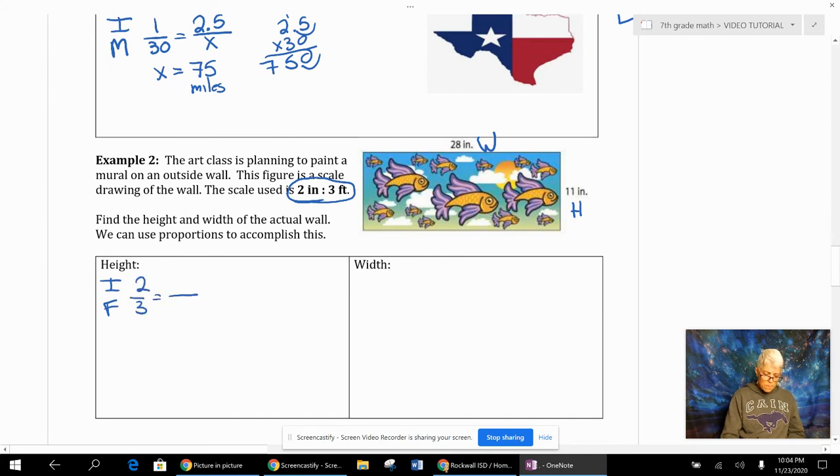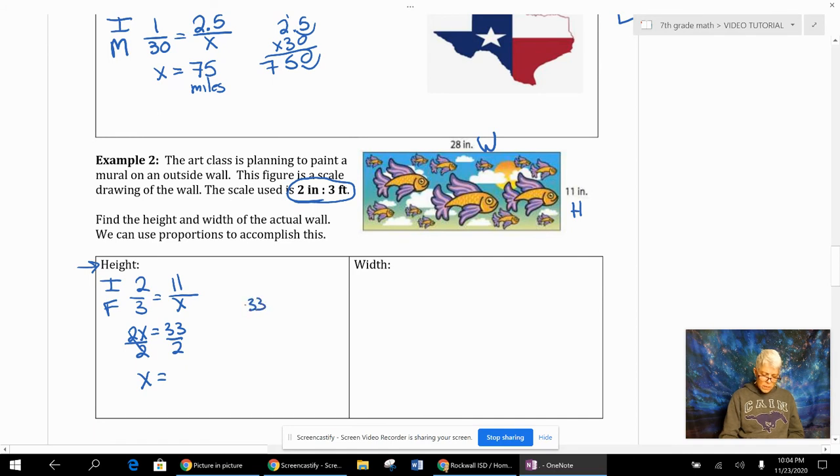Now this part of the problem is asking me for the height. So I will look at the mural and the height is 11 inches. I am not going to look at the width. I don't care about the width right now, so I'm going to ignore it. 2 times x is 2x. 3 times 11 is 33. Divide by 2. Divide by 2.